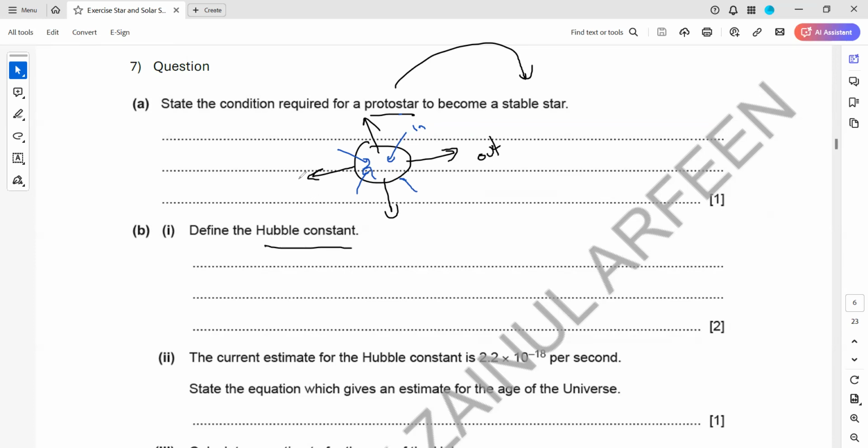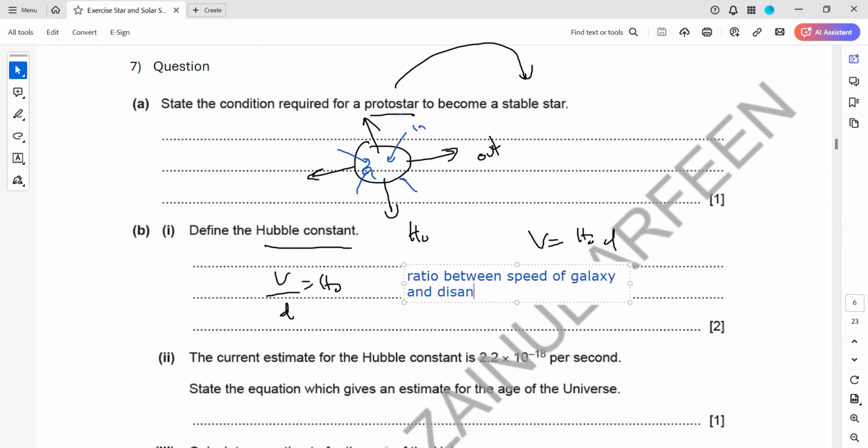Define the Hubble constant. What is the meaning of the Hubble constant? It means H naught. Because we have the formula V = H₀D, the Hubble constant is V over D. So the Hubble constant is actually a ratio between the recession speed of the galaxy and the distance of the galaxy. When we divide the recession speed by the distance from the observer, what we get is the Hubble constant.